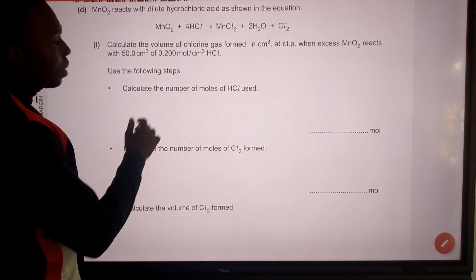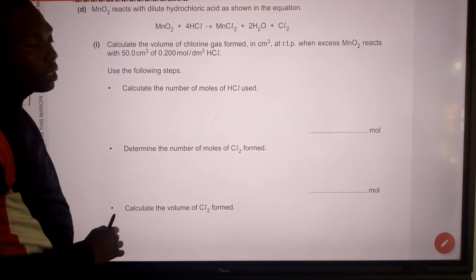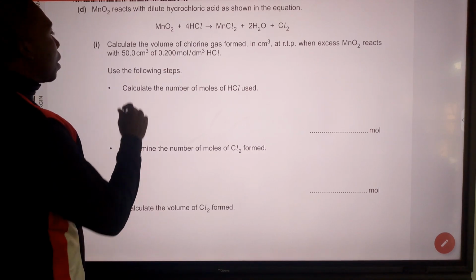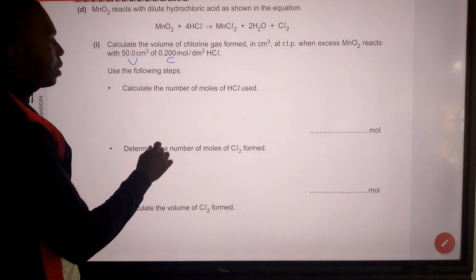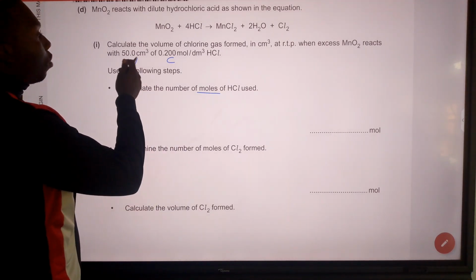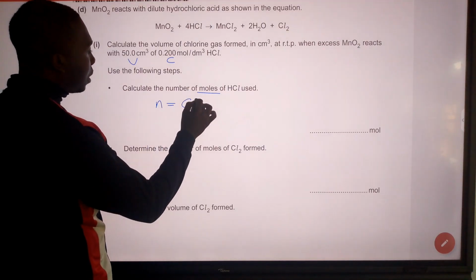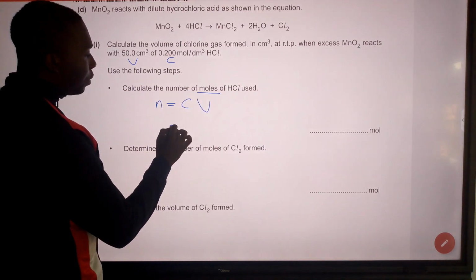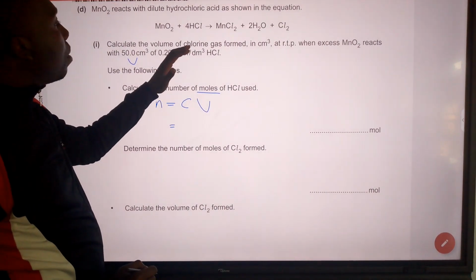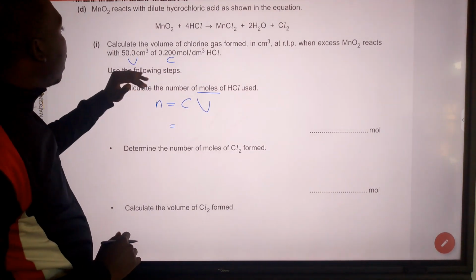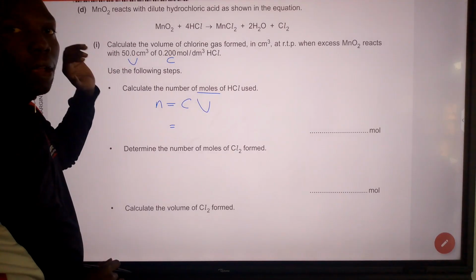The first one is to calculate the number of moles of hydrochloric acid used. So here we need to identify the quantities of hydrochloric acid that we have been given. This is the volume and this is the concentration. In order to find the number of moles given the volume and concentration, we use the formula which says that number of moles is equal to concentration times volume. Then we have to pay particular attention to our units. This concentration is given in mole per cubic decimeter, and this volume is given in cubic centimeters. So you have to make sure that there is a consistency of units.